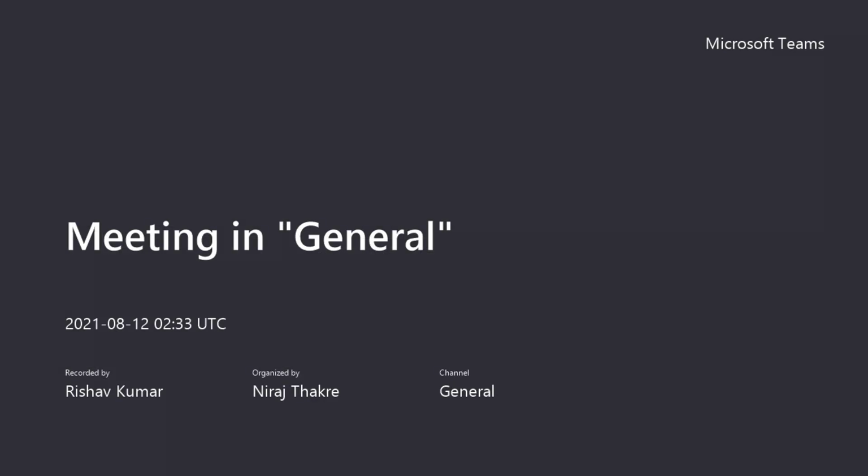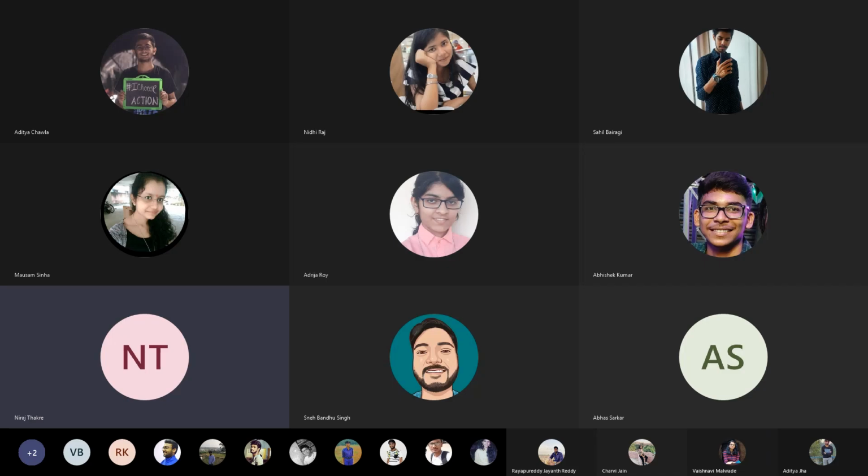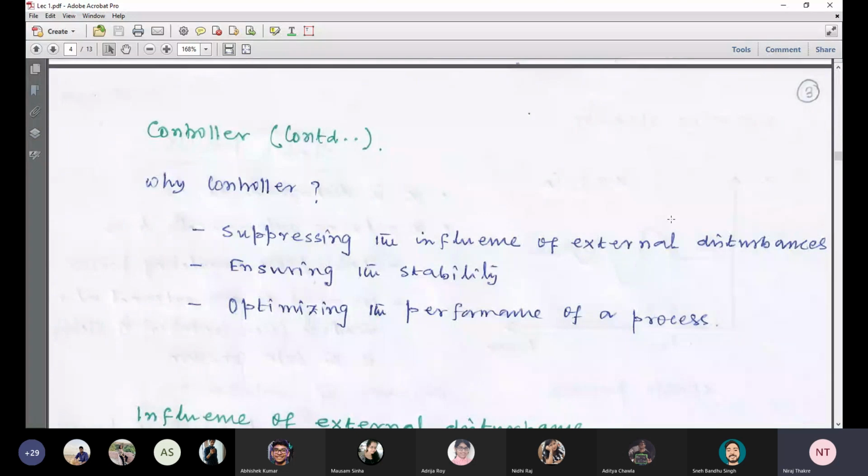For which we need the controller. First one is to suppress the influence of external disturbance. Second one is to ensure the stability. And third one is to find the optimal operating condition for the best performance of a process.